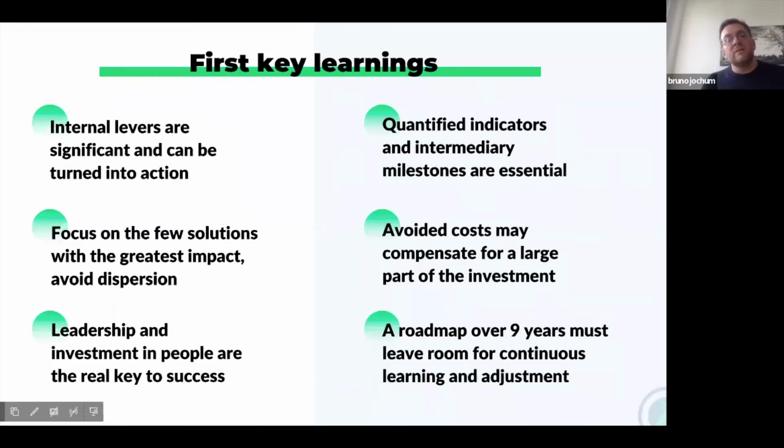So what are the key learnings if we summarize? Maybe first key learning is that aid organizations have internal levers that are significant. And that can be turned into action. So there is a lot that's actionable. It doesn't mean it's going to be easy. It doesn't mean there's no work to do. There's a lot of work to do further down the chain to make it happen. But we see where the actions need to take place and what can be done.